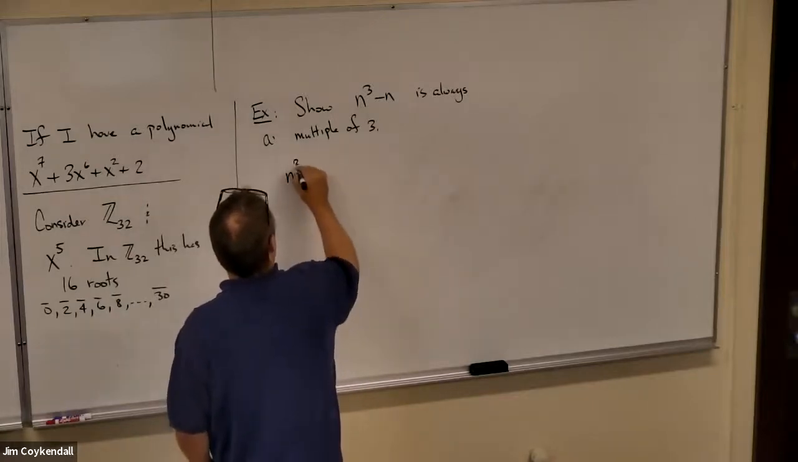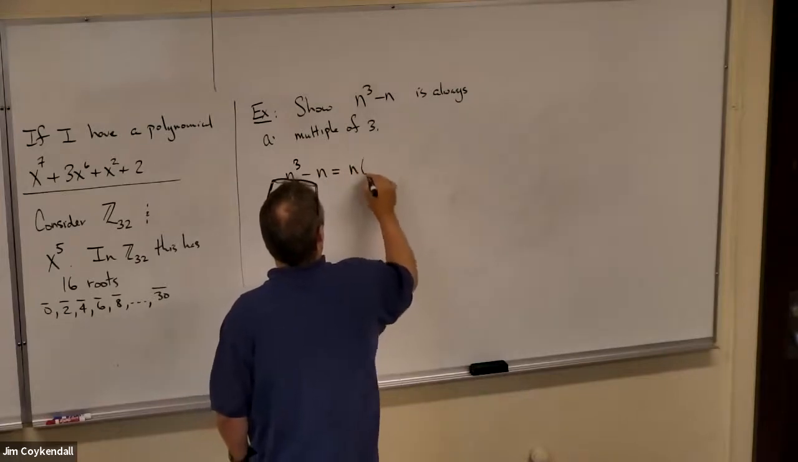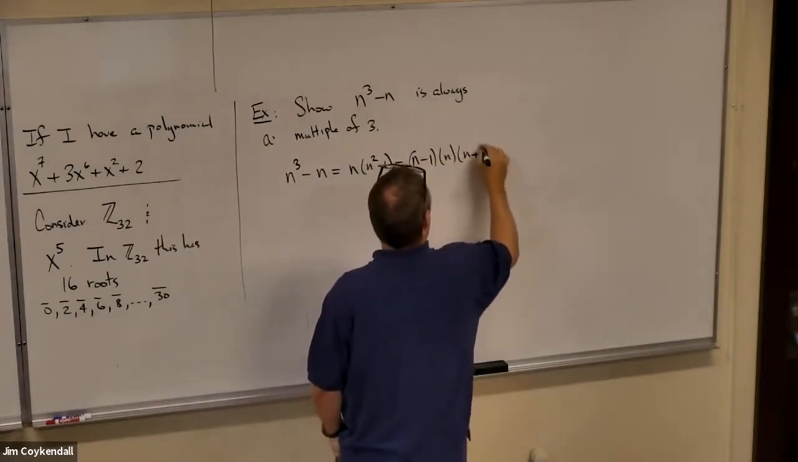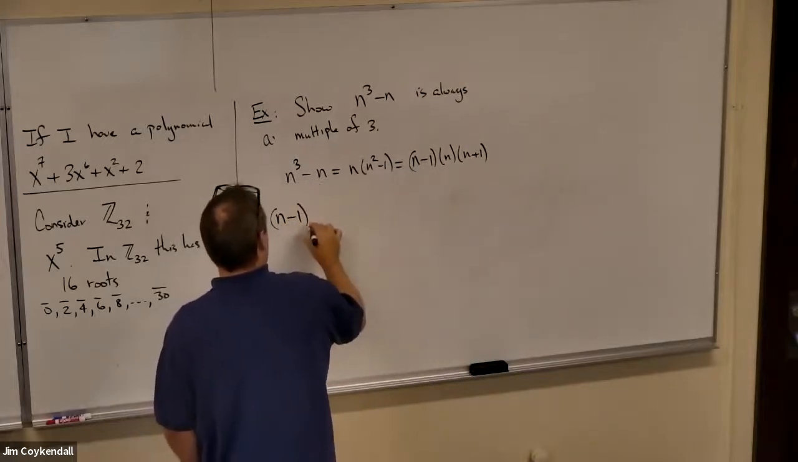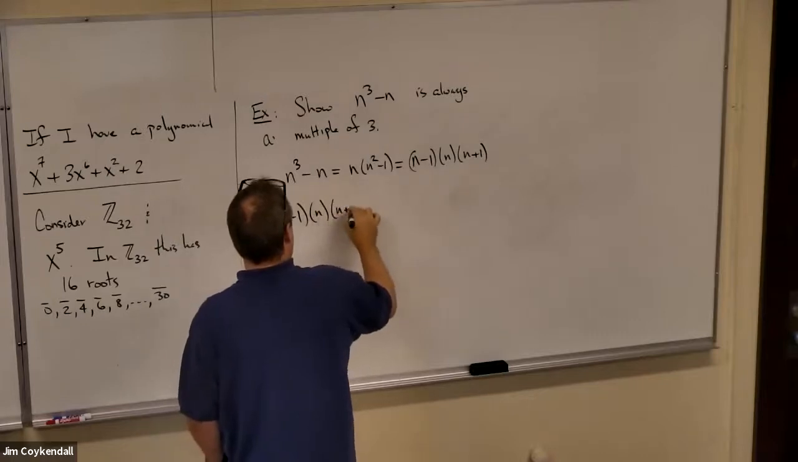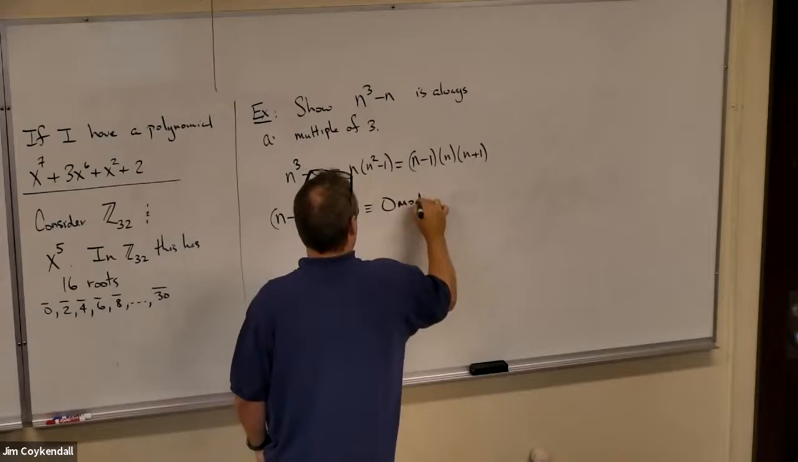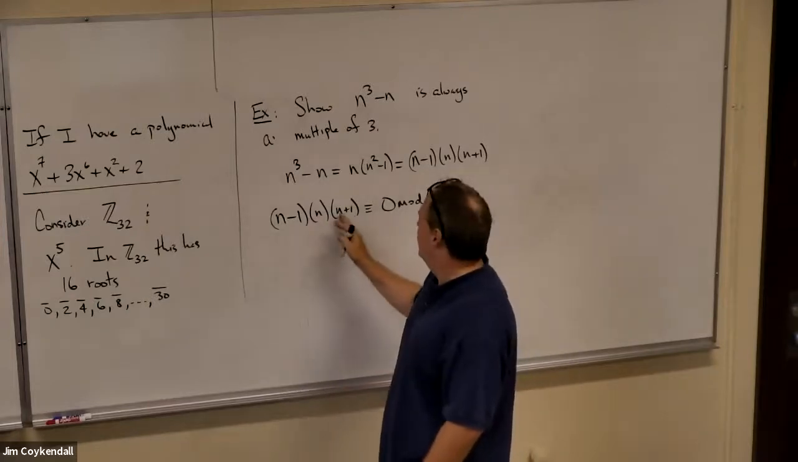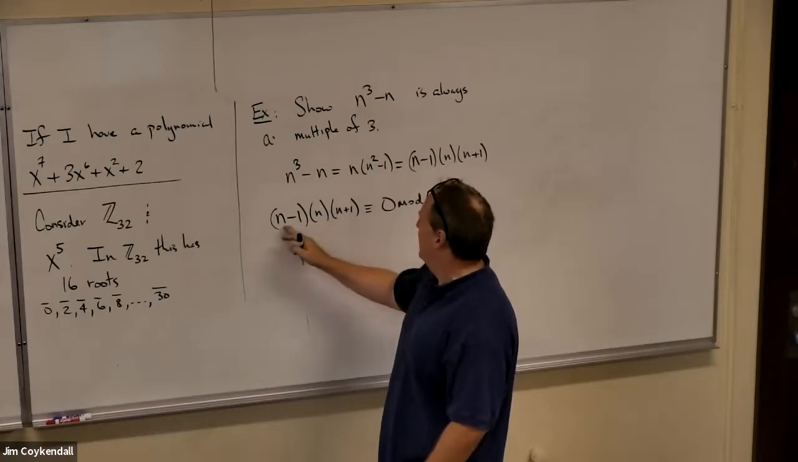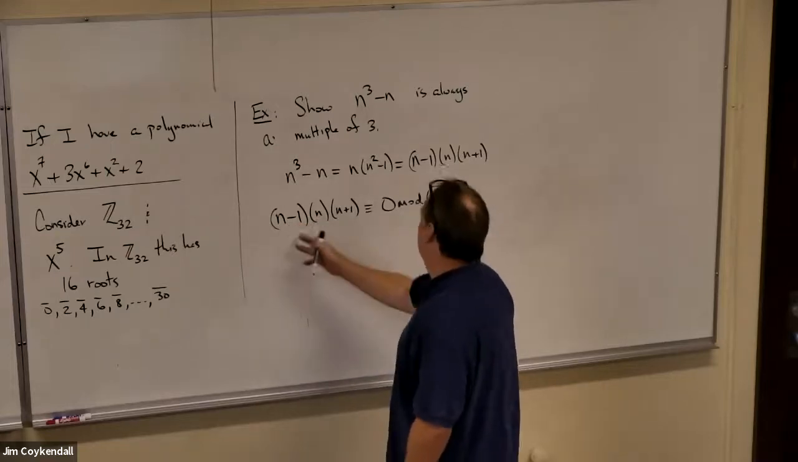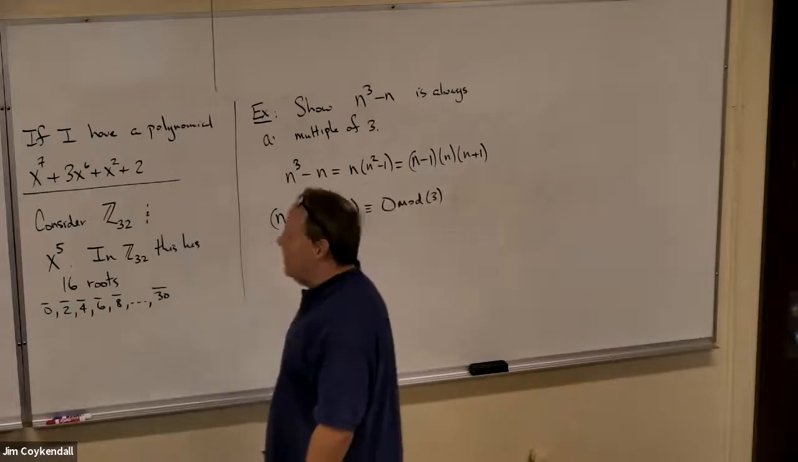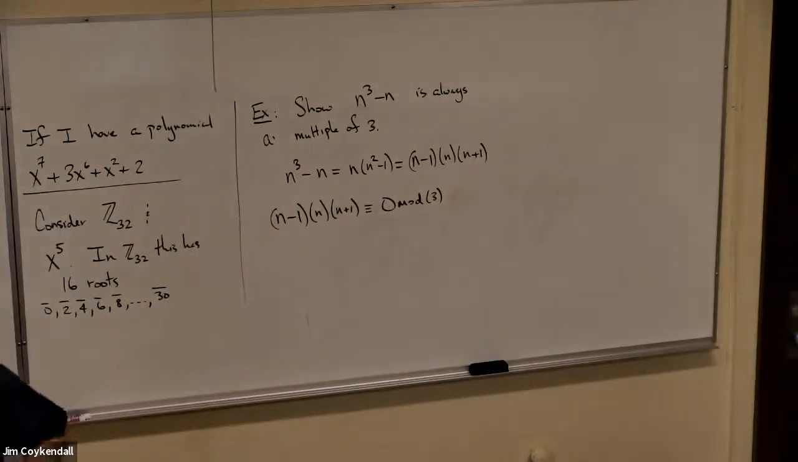n cubed minus n is equal to n times n squared minus 1, which is n minus 1 times n times n plus 1. And notice n minus 1 times n times n plus 1 is equivalent to 0 mod 3, because what you have here is 3 consecutive integers. If any of these are 0 bar, then you're done. So if that's 1 bar, that forces the other to be 2 bar or 0 bar, or if this has to be 2 bar, that forces another to be 0 bar. No matter what you do, this is 0. In fact, this runs through all the elements of Z mod 3 Z. So no matter what you plug in for n, you will always get a multiple of 3.